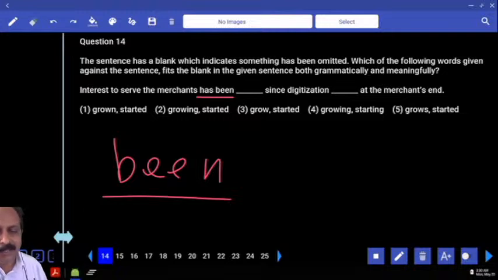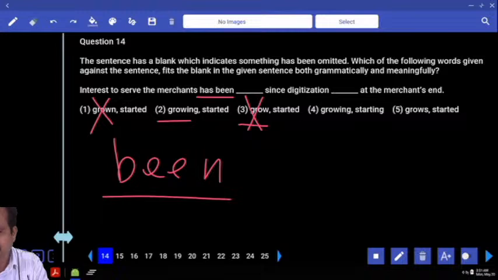Interest to serve the merchants has been. Based on that, can you say has been grown? Can you say has been growing? Hold that one. Has been grow, grammatically not acceptable. Hold this one. Can you say has been grows? No. So it has to be either the second option or the fourth option.